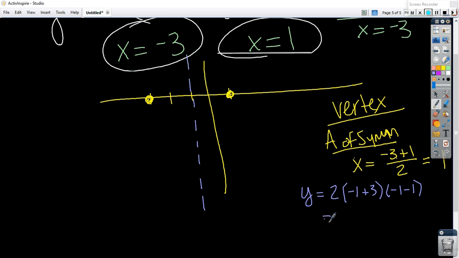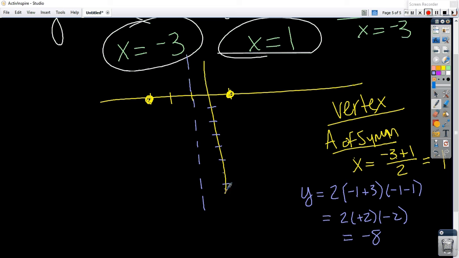Nope, that's +2, and that's -2. You're exactly right, it equals -8. So what is my vertex? -1, -8.